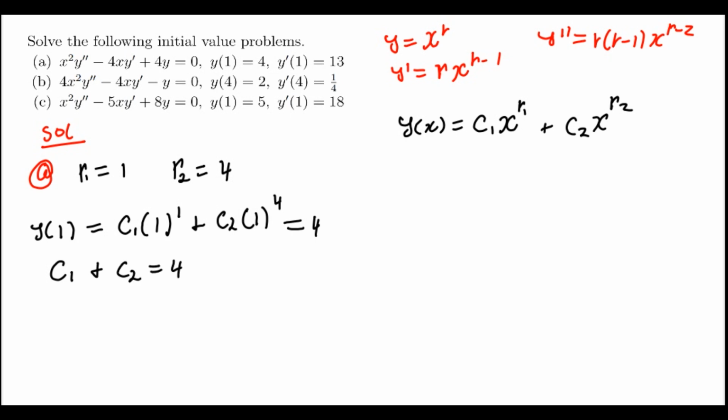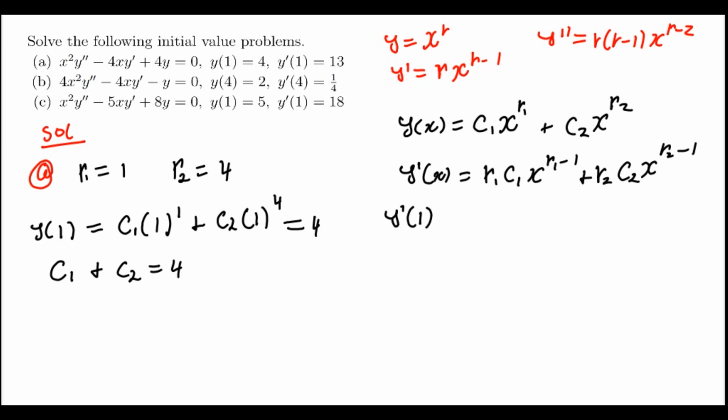That's the first part. So remember you also have y prime. How do you get your y prime? Just differentiate what you have here. So y prime of x would be equal to r1 times c1 times x to the power r1 minus 1, plus r2 times c2 times x to the power r2 minus 1. So here this would be y prime of 1, because of this one that I have right here. So this would be equal to, my r1 is 1, that's just c1 there.